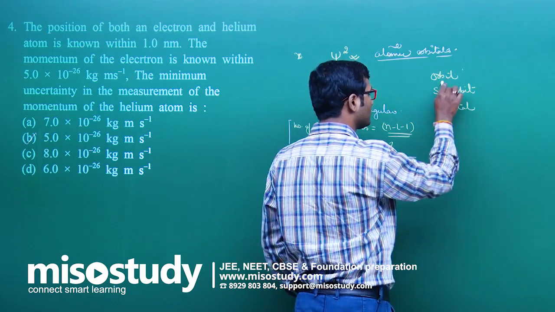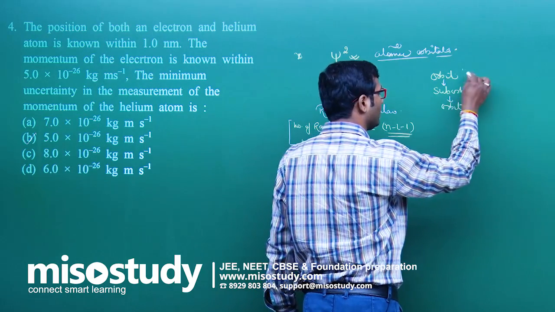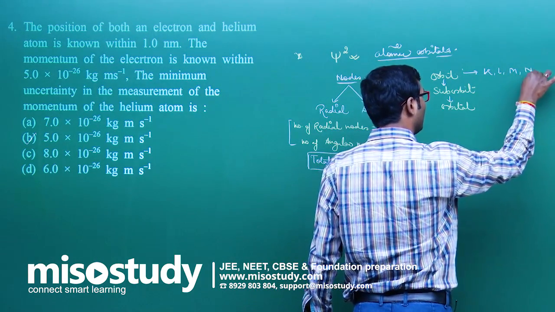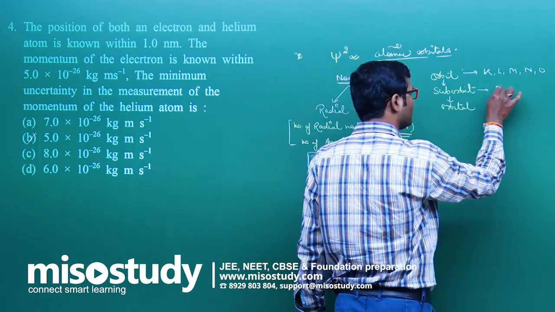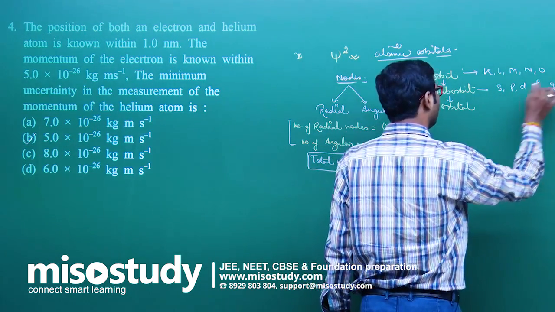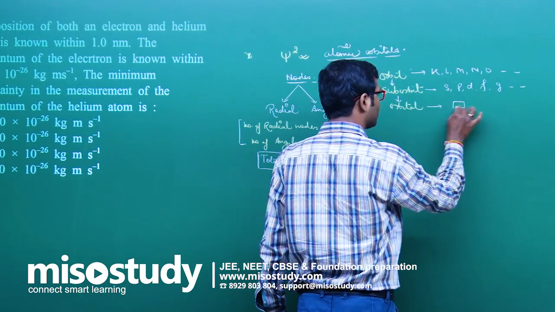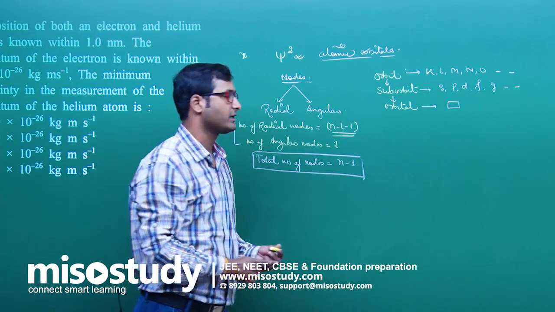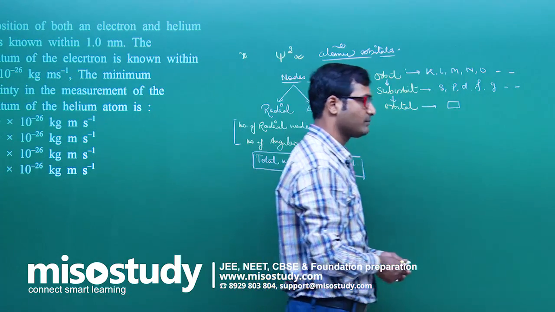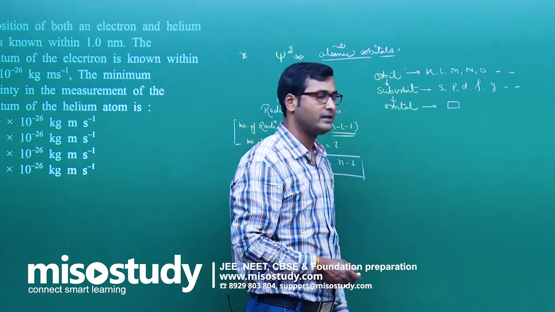Clear? Do you have the idea? Yes sir. Orbits can be represented like K, L, M, N, O, and so on. Suborbits are S, P, D, F, G, and so on. And an orbital is shown in a box. Each orbital contains 2 electrons in different modes, that is, different spin. One is parallel, the second one is anti-parallel.